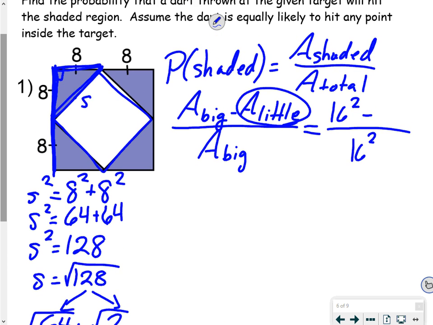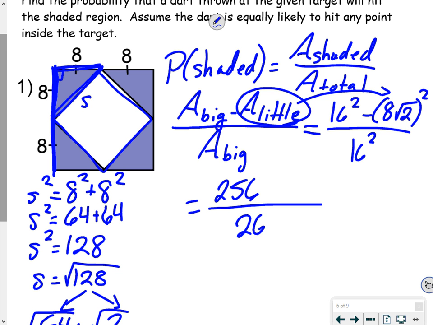So going back up, the area of the little square is just going to be that side length squared, which is 8 root 2 squared. And then simplifying, 16 squared is 256. Oops.